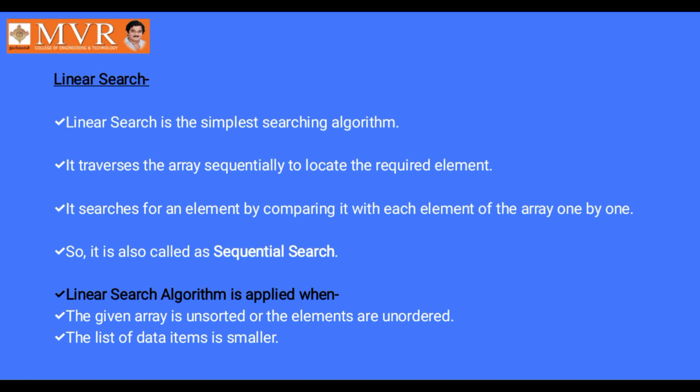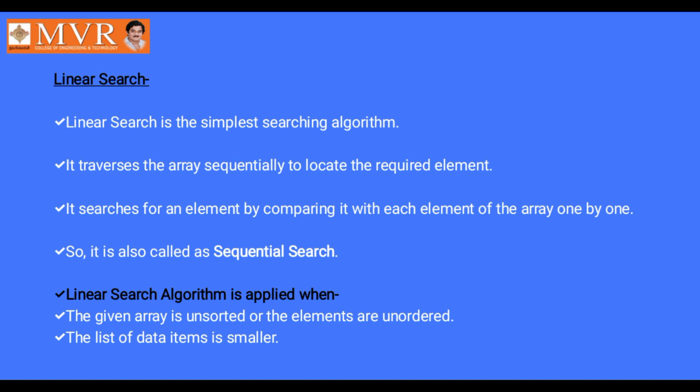If my key element is matching with the first memory location element, then my search is successful and I can come out. Otherwise I will go to the next location, that is A of 1, and after that A of 2, and after that A of 3. Like that I will be comparing my key element, that is the element to be searched, with the memory elements one by one in a sequential order till the end of the list.